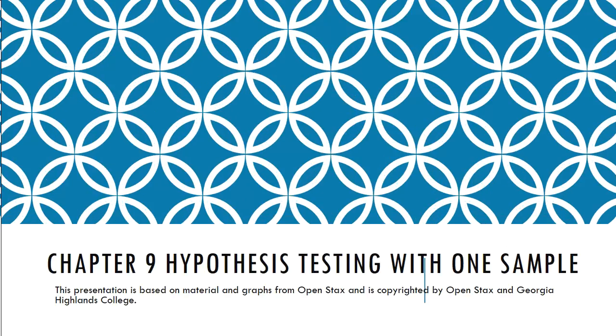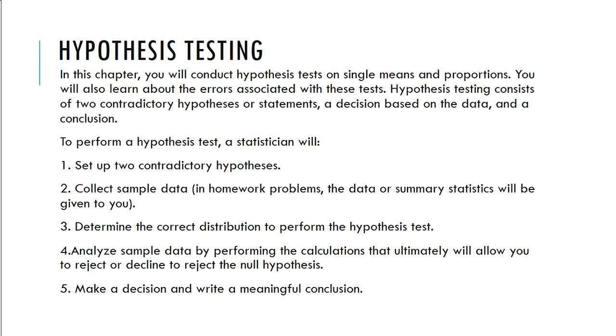So let's go ahead and start chapter 9, which is hypothesis testing with one sample. If you go back to high school and remember in biology class, you often did hypotheses, which was an educated guess on what would have happened in an experiment. Basically, we kind of do that in statistics, but we have some differences. In this chapter, you're going to learn to conduct hypothesis tests on single means and proportions. You will also learn about errors associated with these tests.